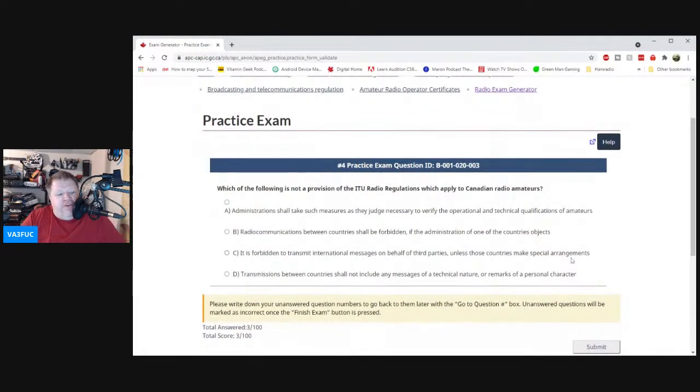Here's one that gets a lot of people confused. And honestly, it can be a little confusing because we have 2 parts of the amateur radio, if I remember correctly, what they're asking for. Which of the following provisions of the ITU radio regulations apply to Canadian radio amateurs? He's saying D. Okay, well, let's have a look. A: Administrations shall take such measures as they judge necessary to verify the operation of technically qualified amateurs. B: Radio communication between countries shall be forbidden if the administration of one of the countries objects. C: It's forbidden to transmit international messages on behalf of third parties unless those countries make special arrangements. D: Transmission between countries shall not include any messages of a technical nature or remarks of a personal character.